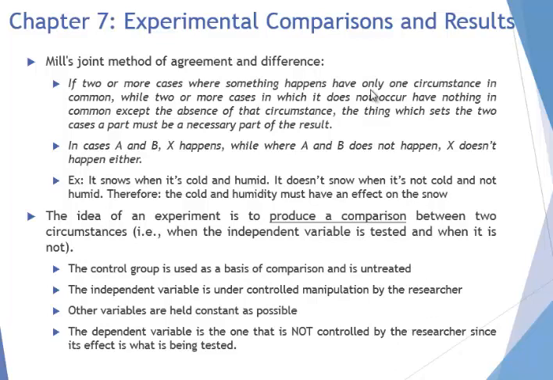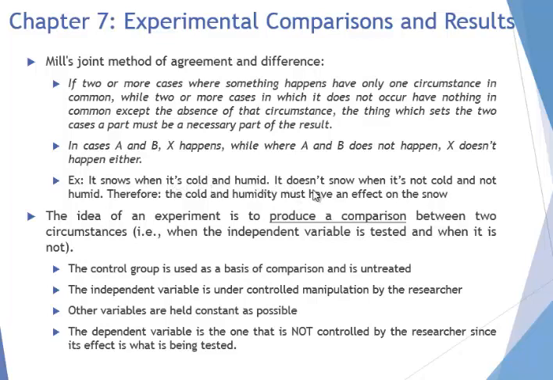And this says if 2 or more cases where something happens have only one circumstance in common, or cases in which it doesn't happen have nothing in common except the absence of that circumstance, then the thing which sets the 2 cases apart must be a necessary part of that result. In English, what that means is, if you set up cases in which you have common facts to both, and in one case it happens, and in the other case it doesn't happen, and there's only one thing separating the difference, then that is what caused the difference.